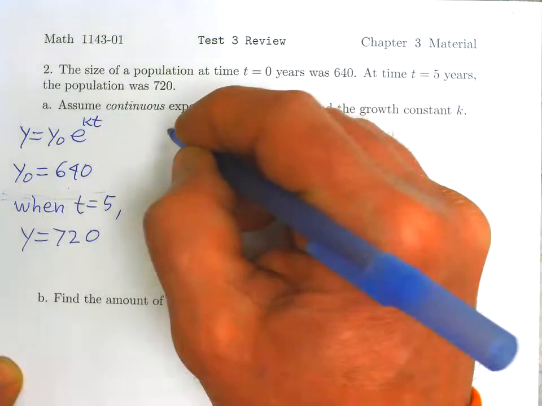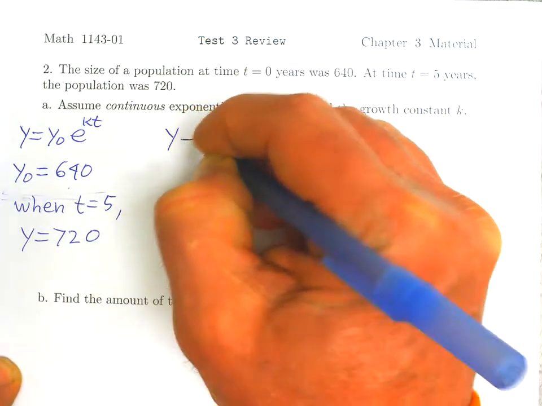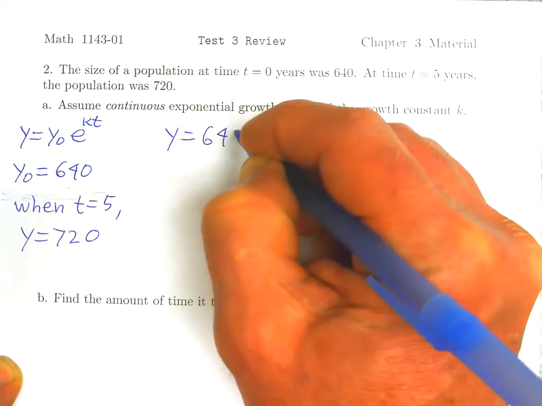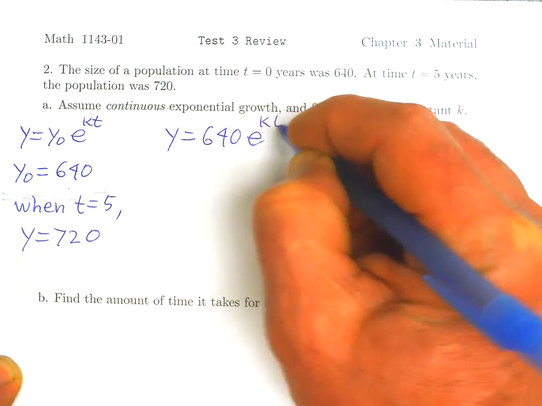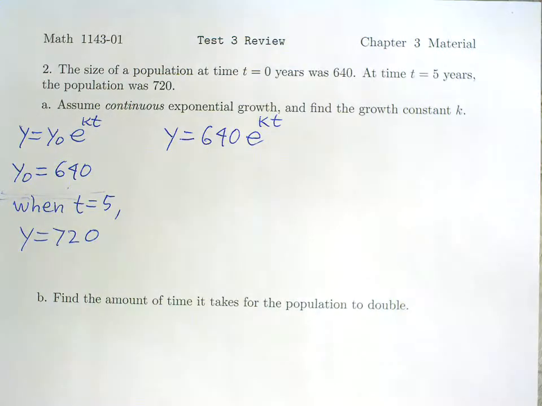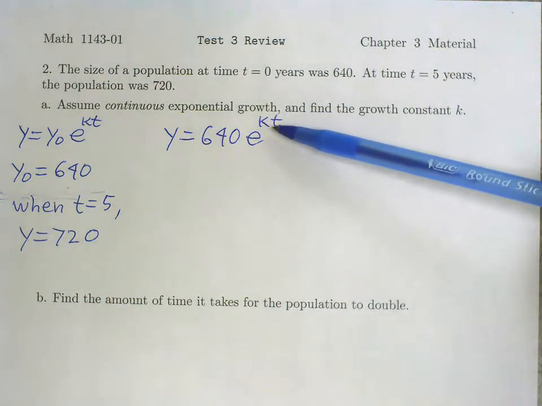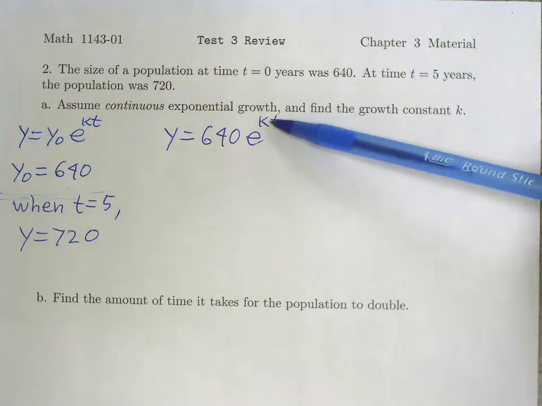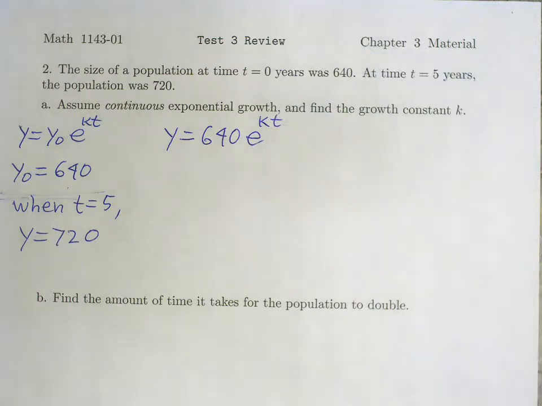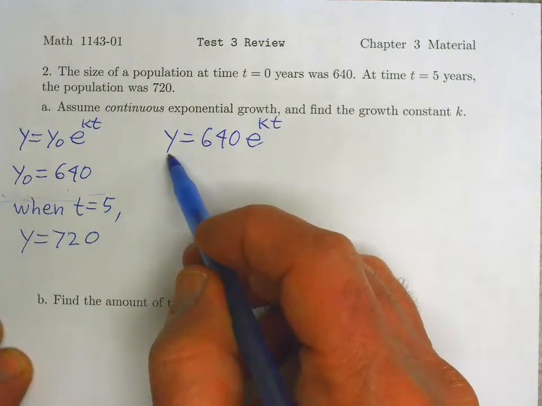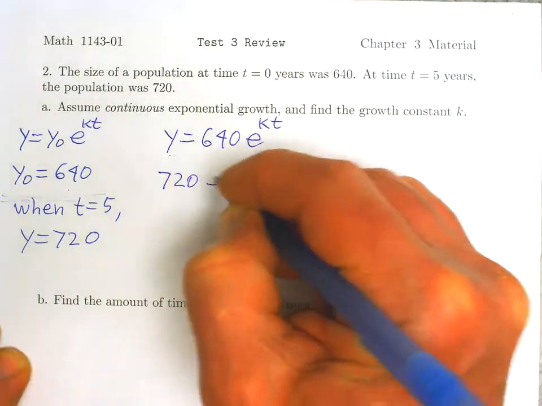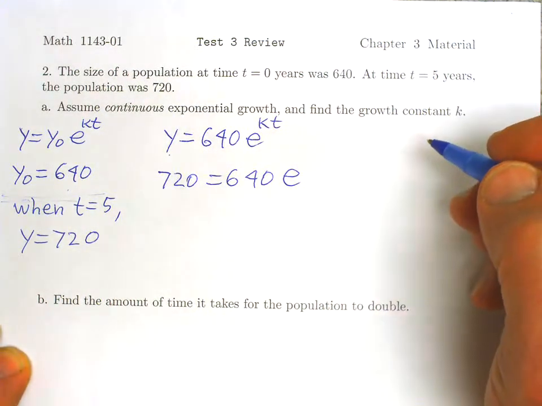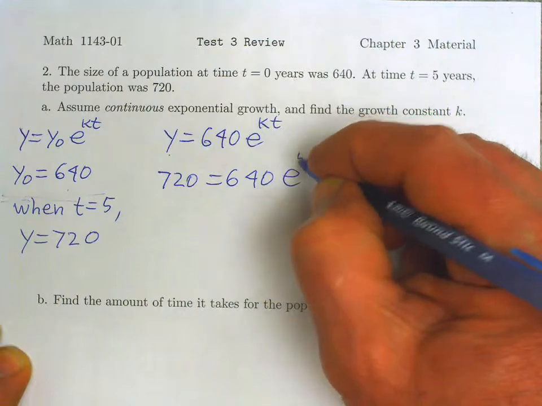Okay, but first I'll just write what we know. We know that the initial quantity is 640, so I'll just write y equals 640 times e to the kt. And then the second thing that needs to be found, if a model is going to be fully defined, is the growth constant. Okay, so we're given that the value of y is 720 when the value of t is 5. So 720 equals 640 times e to the 5k.